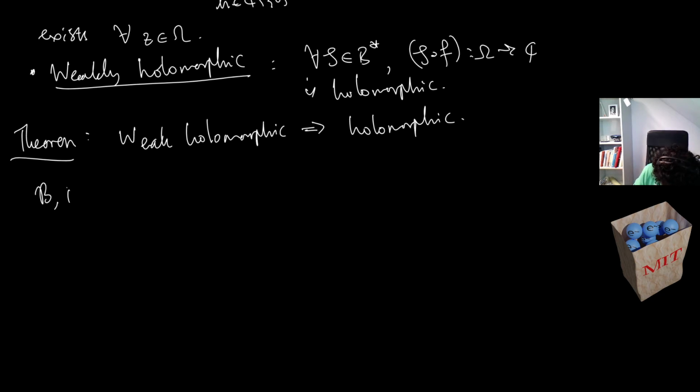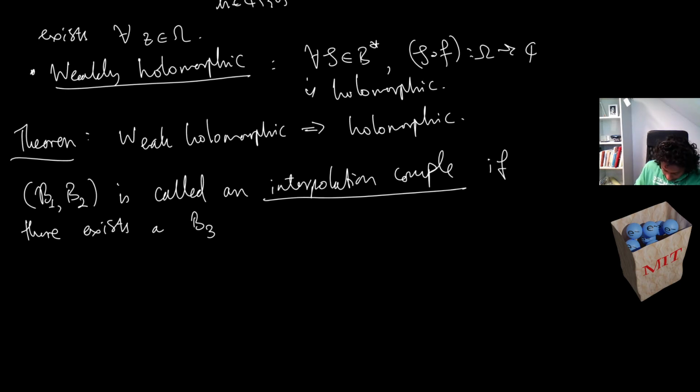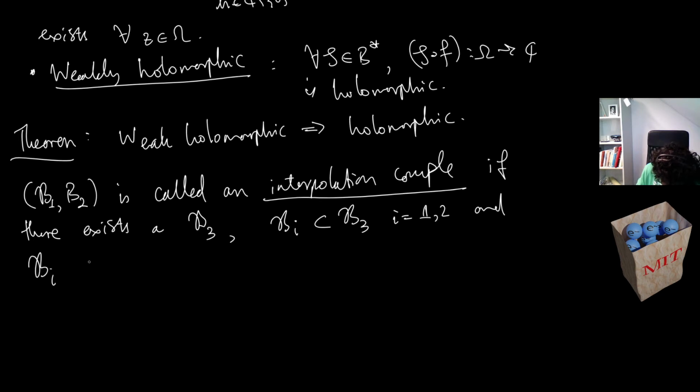So a pair of Banach spaces, B1, B2, is called an interpolation couple if there exists a third Banach space, B3, with Bi contained in B3 for i equals 1, 2, and the embedding of Bi into B3 is continuous for i equals 1, 2.